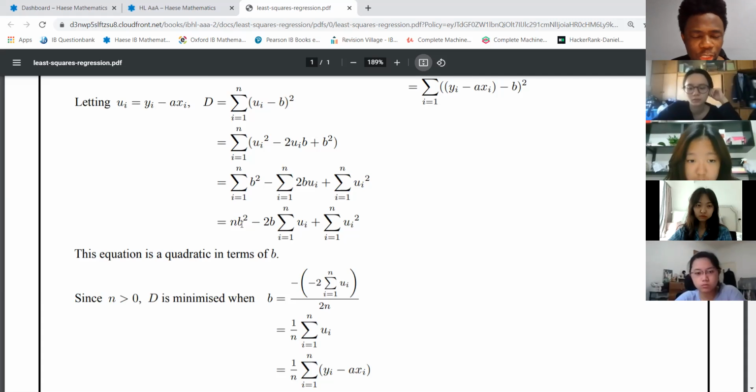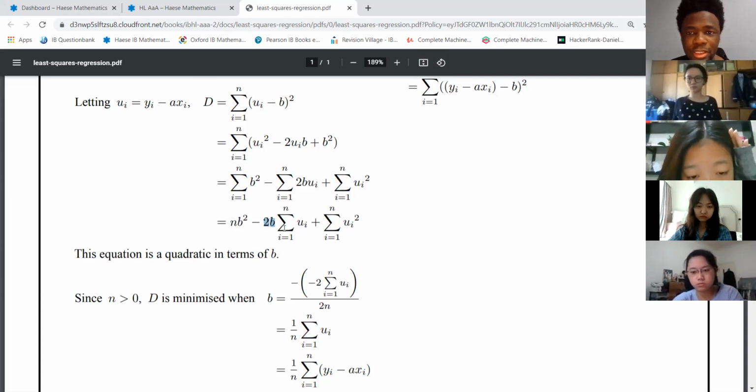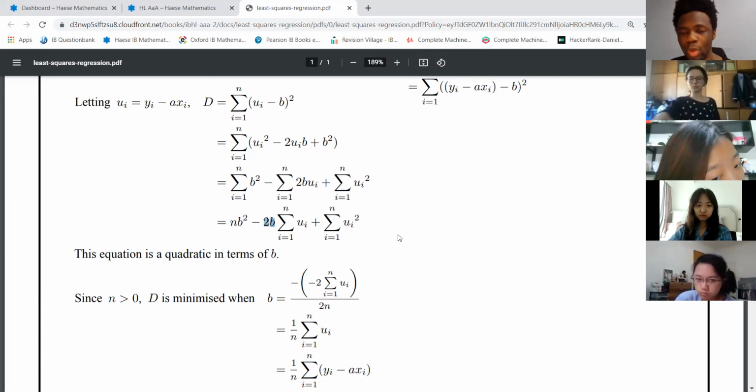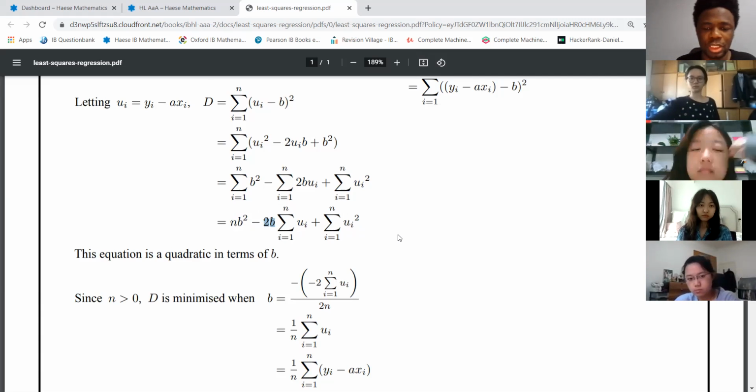Take this like a quadratic equation. b is like your x. So if you differentiate, this will be 2bn. This will just be 2 times this summation. Do you agree? And this will be 0 because we are differentiating with respect to b. Why did I bring in differentiation?